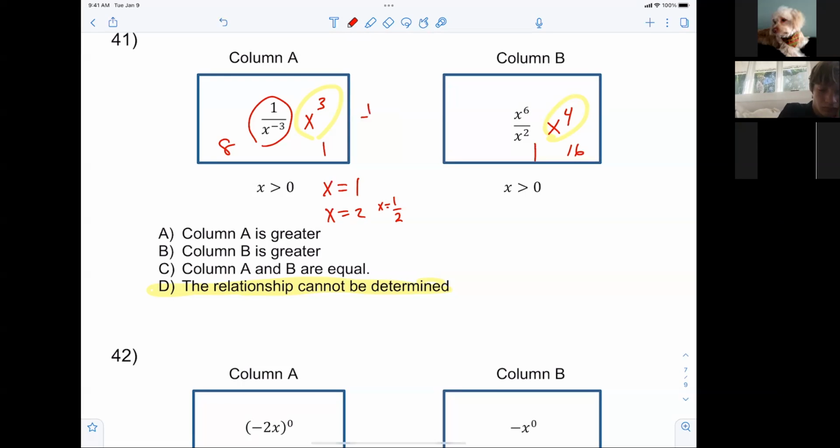1/8. What's 1/2 times 1/2 times 1/2 times 1/2? 1/16. So now which one is bigger? A is bigger. Please listen to what I'm just saying. That for some reason is difficult for kids.